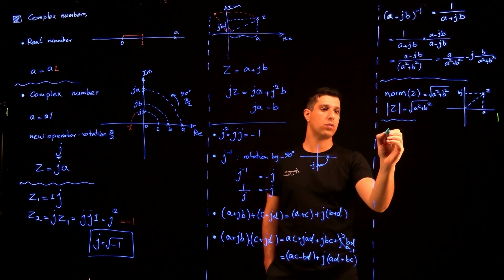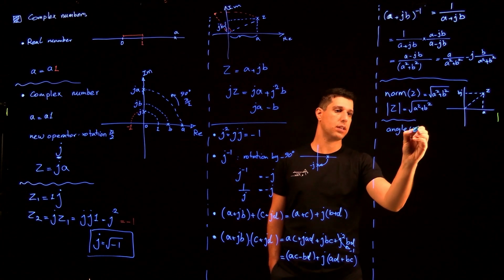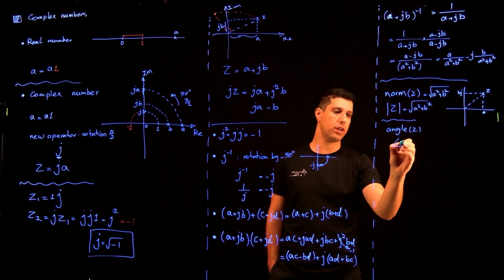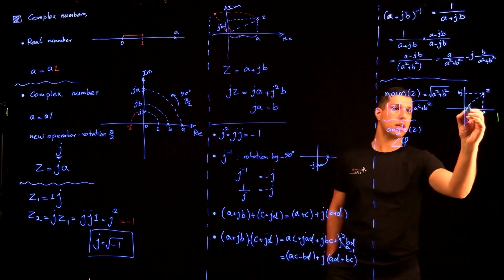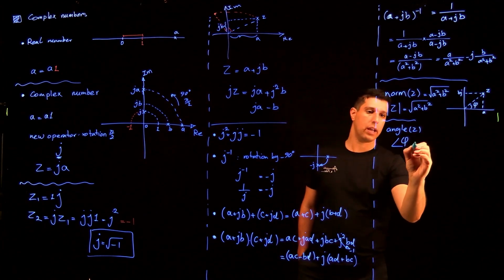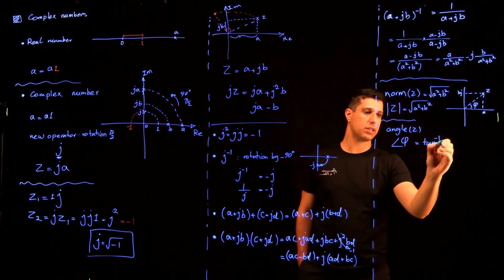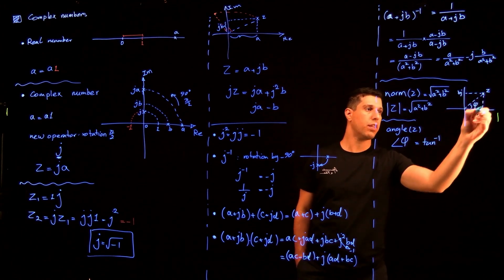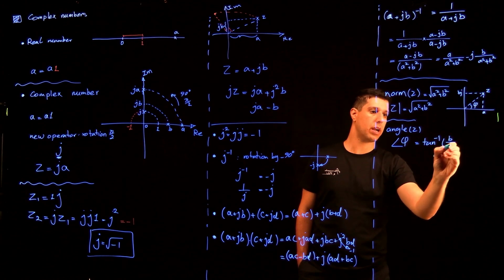I can also define the angle of Z. We usually define it with this thing, phi, which is this angle, and from trigonometry, it is tan inverse of that over this, b over a.